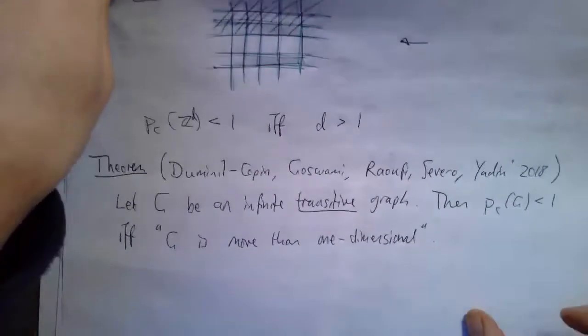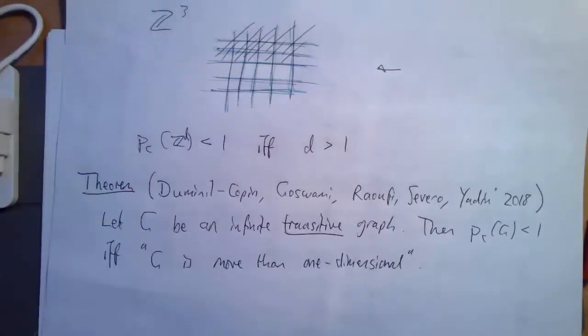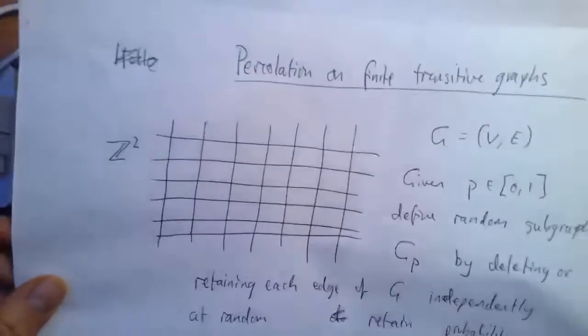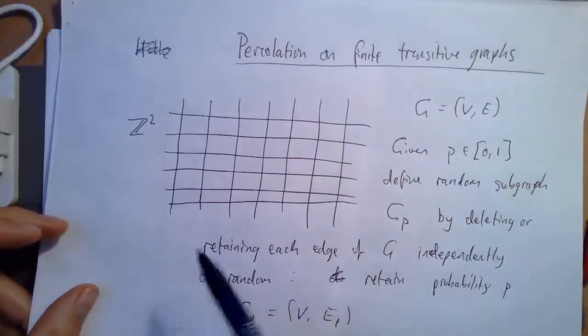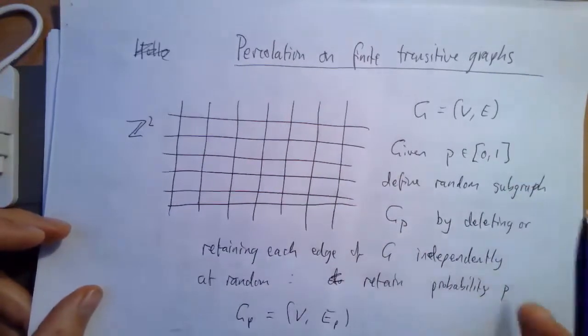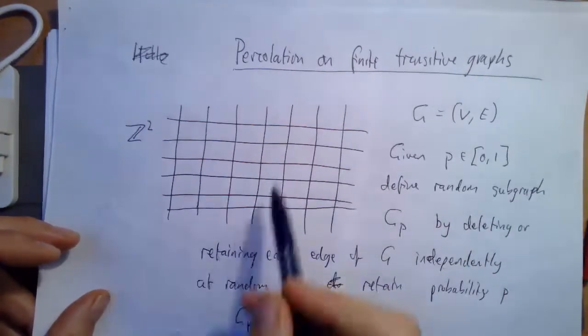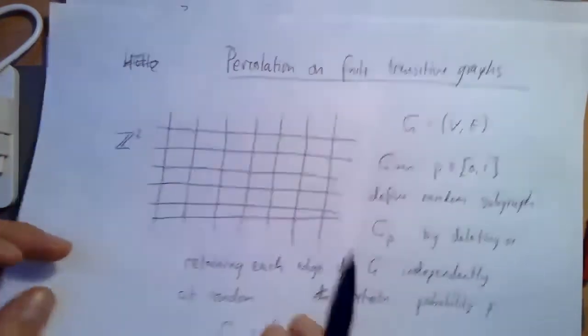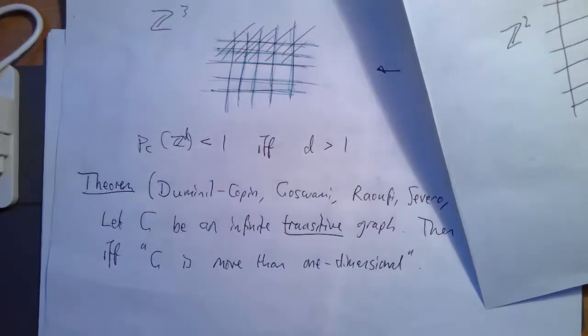So first of all, let me tell you what a transitive graph is. Loosely speaking, a transitive graph is basically one in which all the vertices look the same. And I'm going to make that precise in just a second. But for example, Z squared is a transitive graph. The reason Z squared is transitive is because when I haven't labeled it like this, you have no way of knowing which vertex is the origin. And more than that, I could tell you that any of these vertices with the origin, and someone's saying I can skip the definition of transitivity. Okay, I'm happy to do that, no worries.